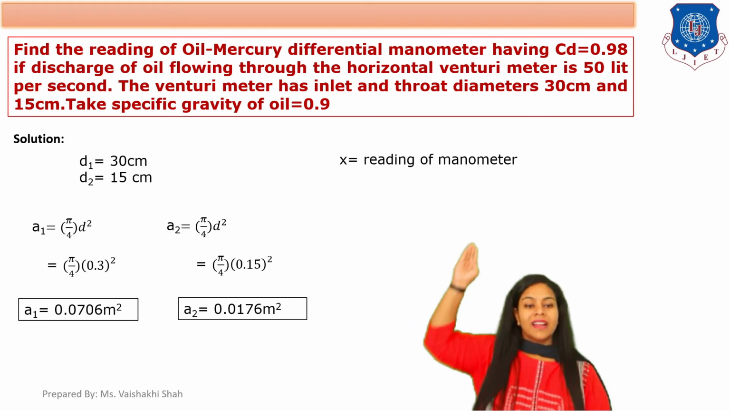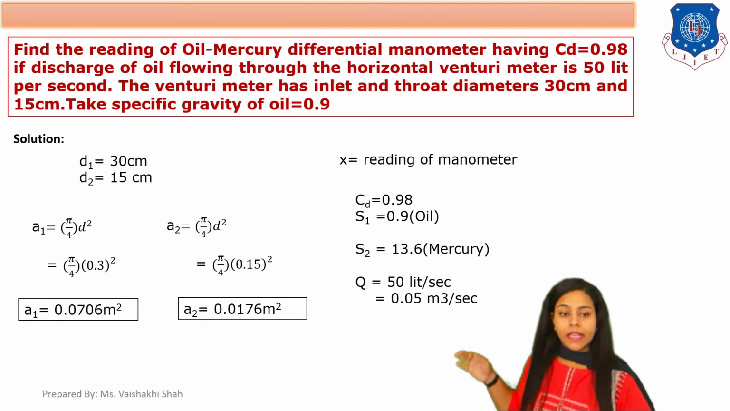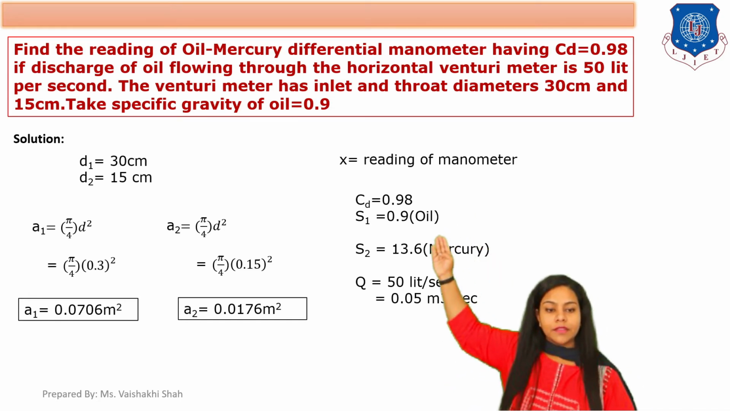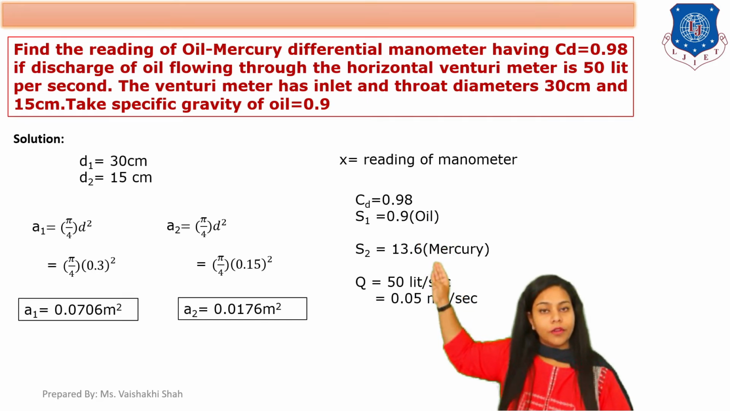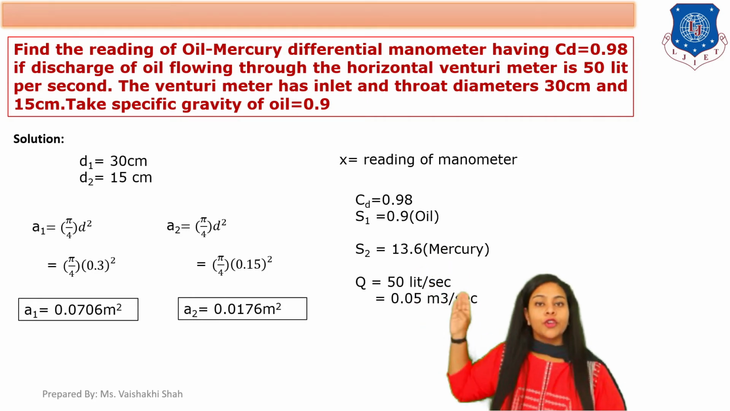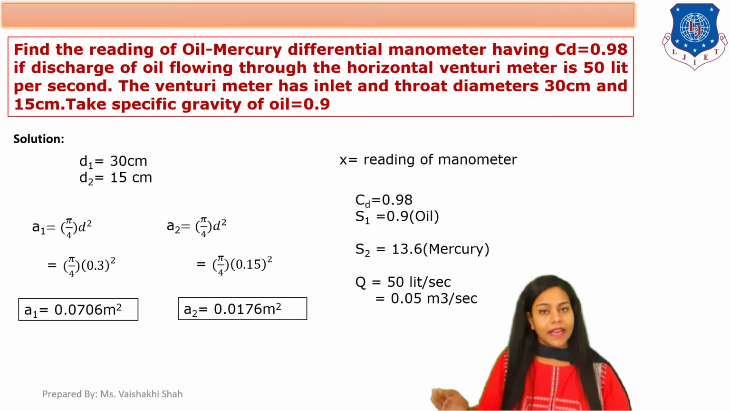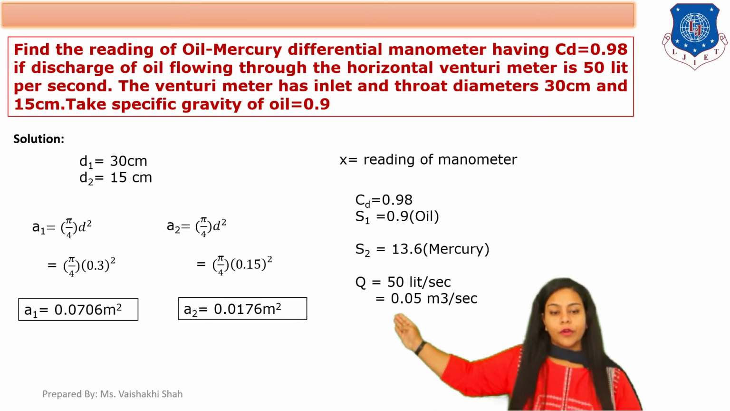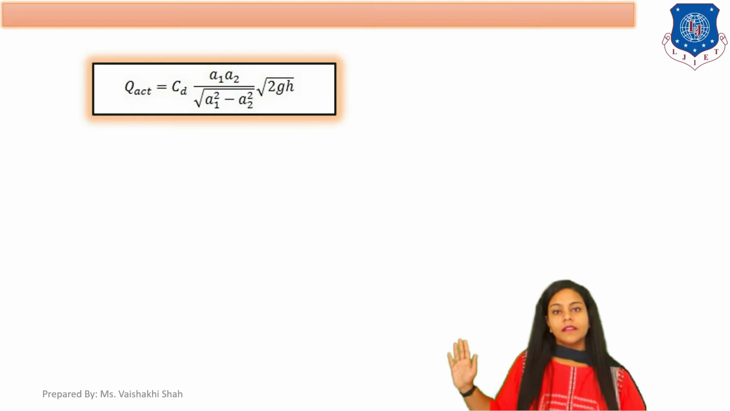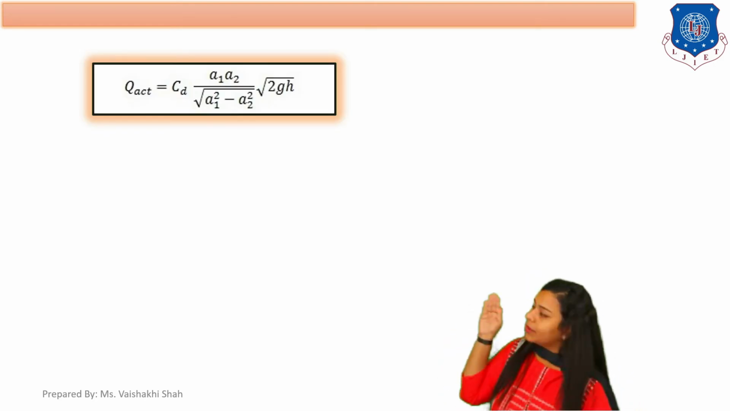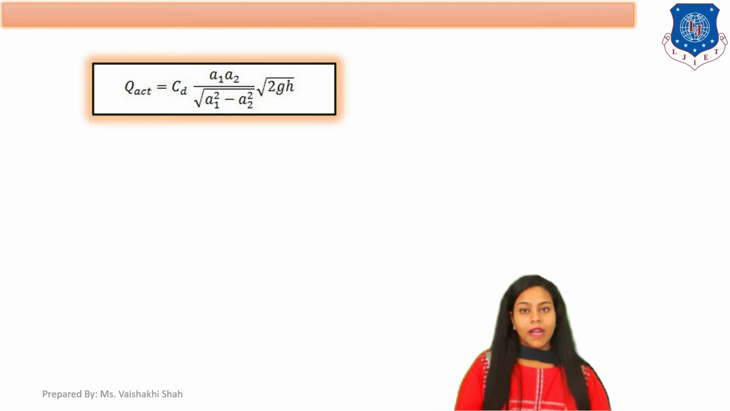Now here X is the reading of the manometer, and that you have to find out. CD given to you is 0.98. S1 is 0.9 because oil is given to you. S2 is 13.6, that is mercury. Q, that is discharge, is 50 liter per second. If we convert liter per second into meter cube per second, that is 0.05 meter cube per second. Clear? So let's start.